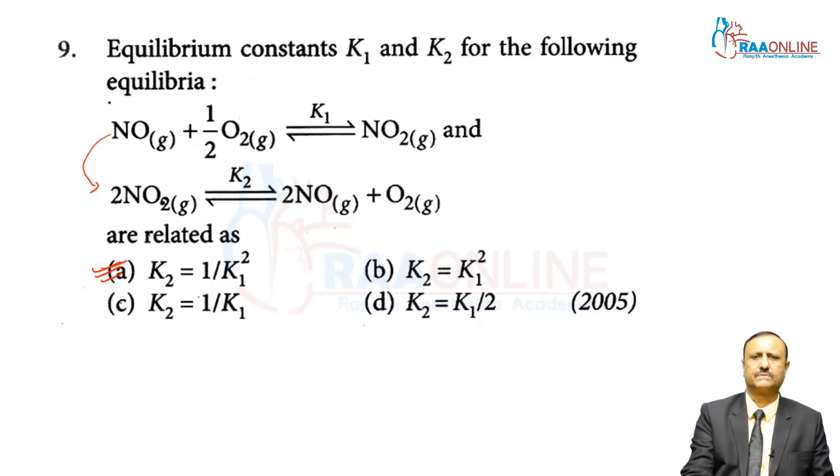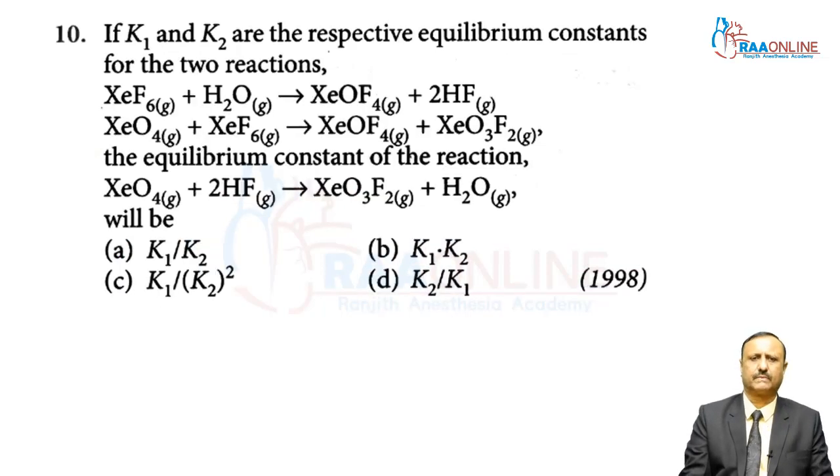If this is a reverse, it means 1 upon, and double means square. So you can get the answer. Now we can go to question number 10. Here my dear students, K1 and K2 are the respective equilibrium constants for the two reactions. Here this is K1 and here it is K2. The equilibrium constant of the reaction, K double dash, is required.